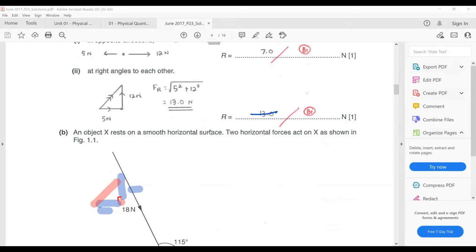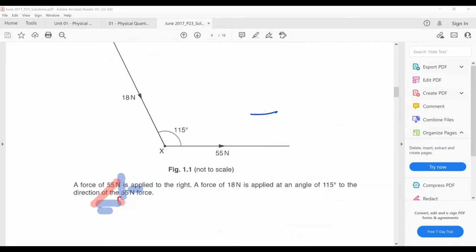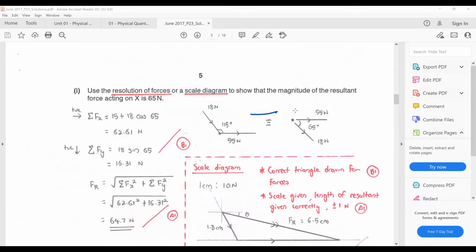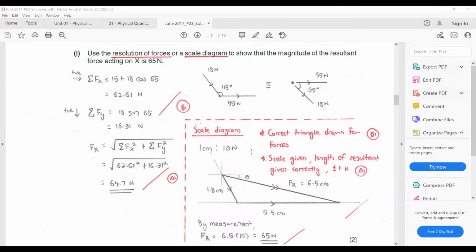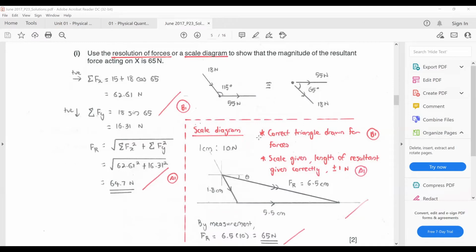Then you have an object X that rests on a smooth horizontal surface. The horizontal forces act on X as shown. A force of 55 Newton is applied to the right. A force of 18 Newton is applied at an angle of 115 degrees to the direction of the 55 Newton. Now they ask you to use resolution of forces or a scale vector diagram to show that the magnitude of the resultant force on X is 65 Newtons. So here they give you two choices.